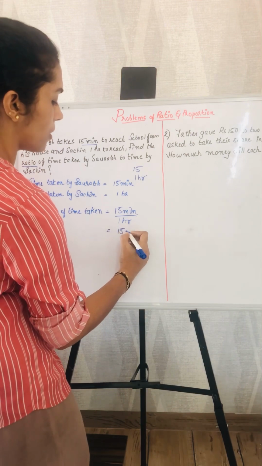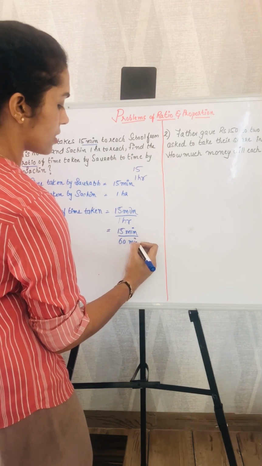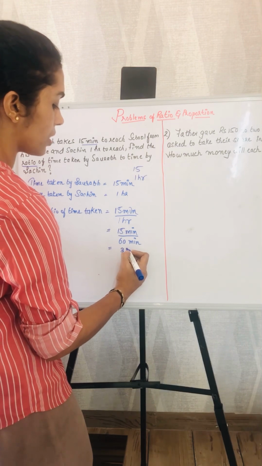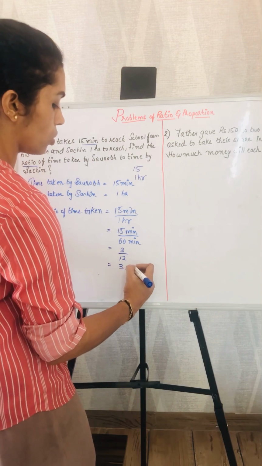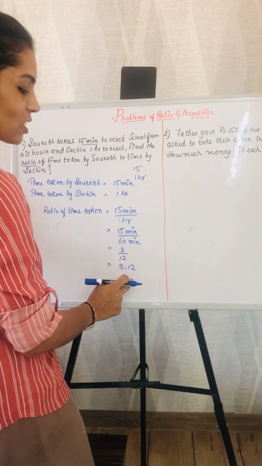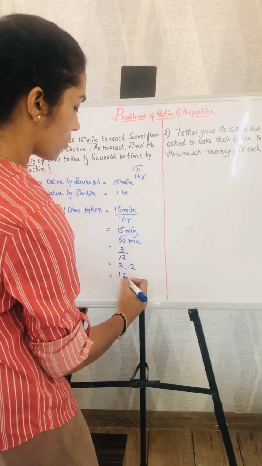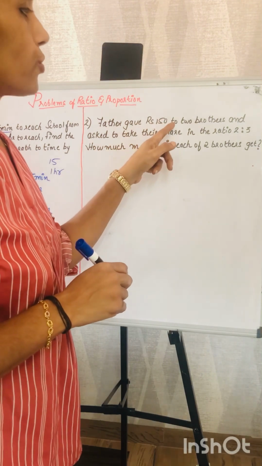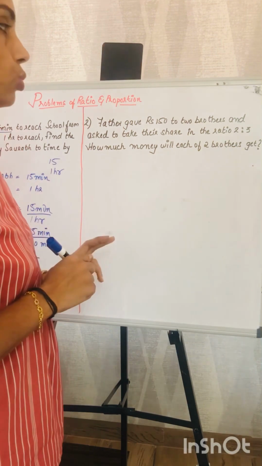So 15 minutes to what? 60 minutes. So you can divide this by 5, right? That is 3 by 12. So what is the ratio? 3:12. But again you have to make this to the lowest form. We are applying our rules, right? 1:4.